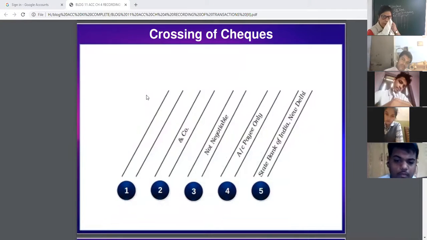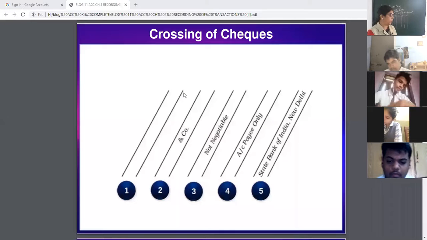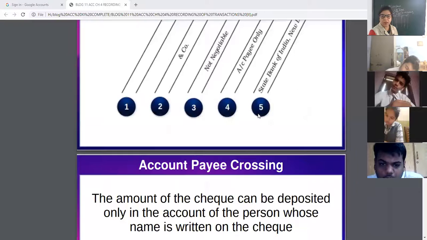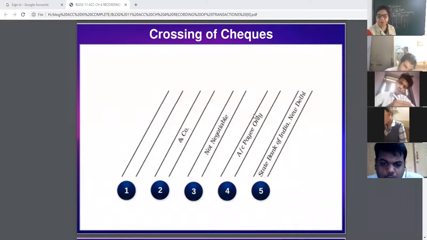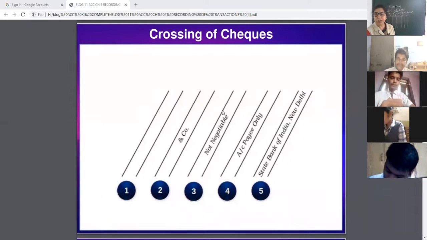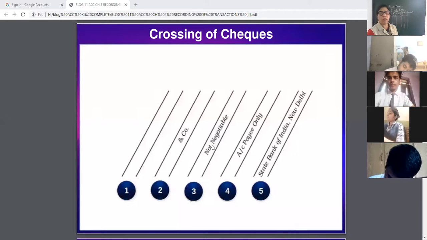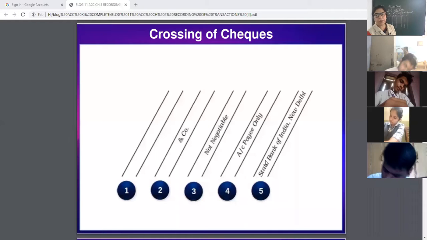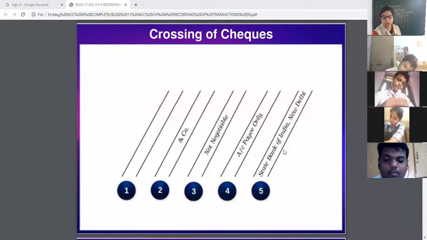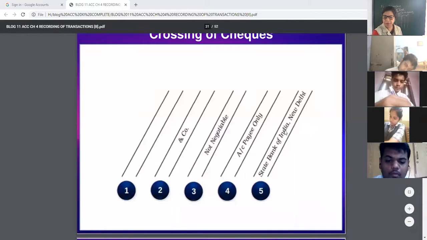Crossing of check means safety of payment. Note it down. There are 5 types of crossing: blank and company, not negotiable means not transferable, account pay only means the payment made to account only, State Bank of India means the payment made to this bank only and this branch only.